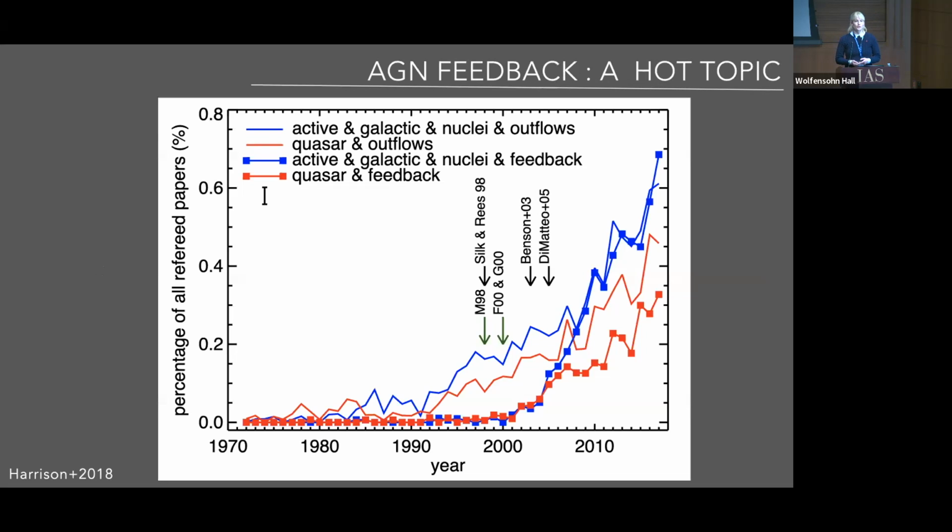This plot now shows you that the topic of AGN feedback is a hot topic, as the slide says. You can see here the number of papers that have been published as a function of time and that have the terms active galactic nuclei or outflows in their abstract or title. And you can see that especially in the last 20-25 years, the number of papers has really skyrocketed. And this is because people have realized that AGN are an important factor in galaxy evolution.